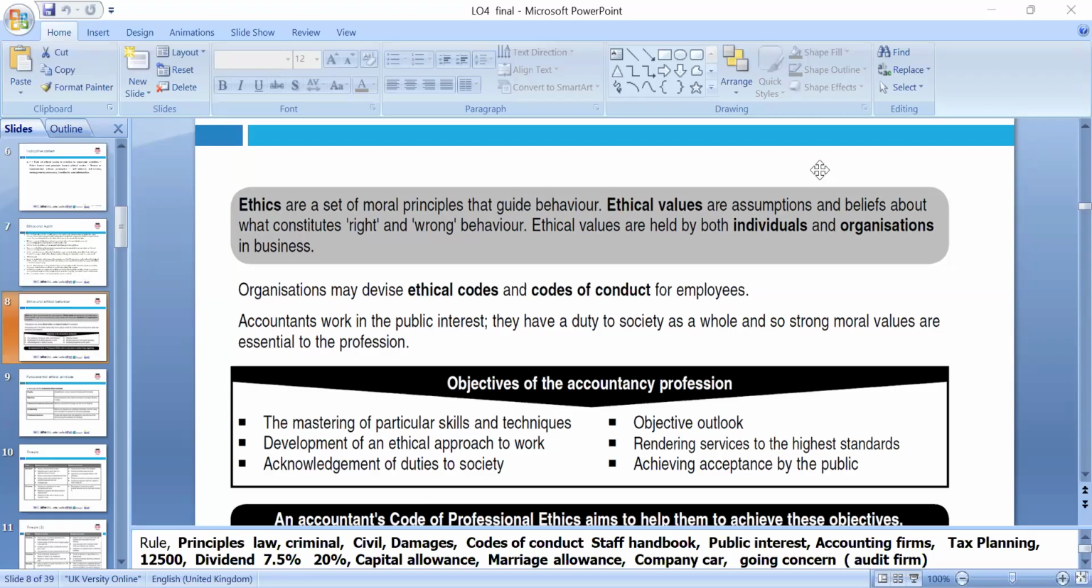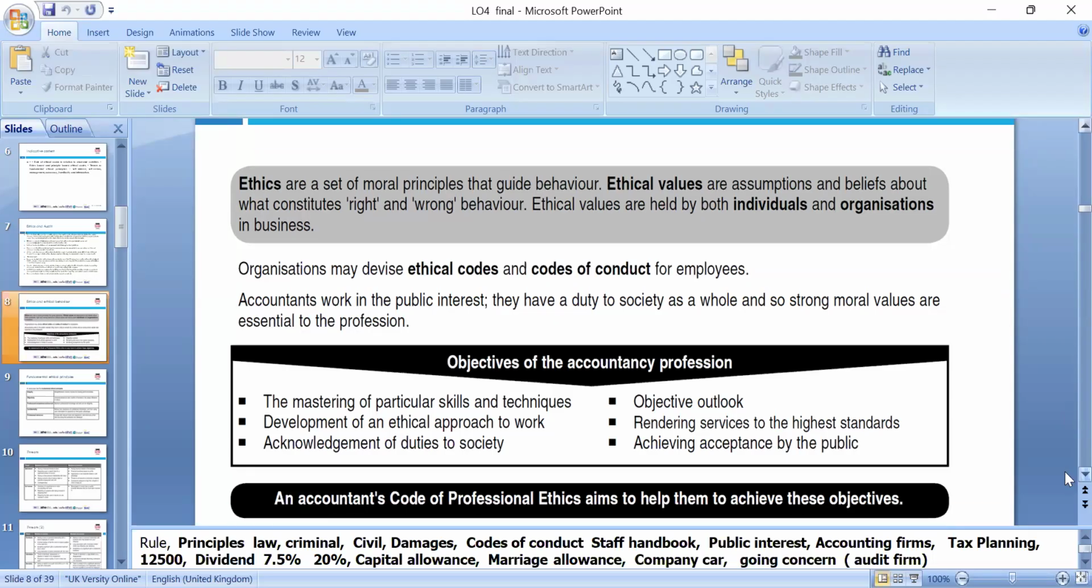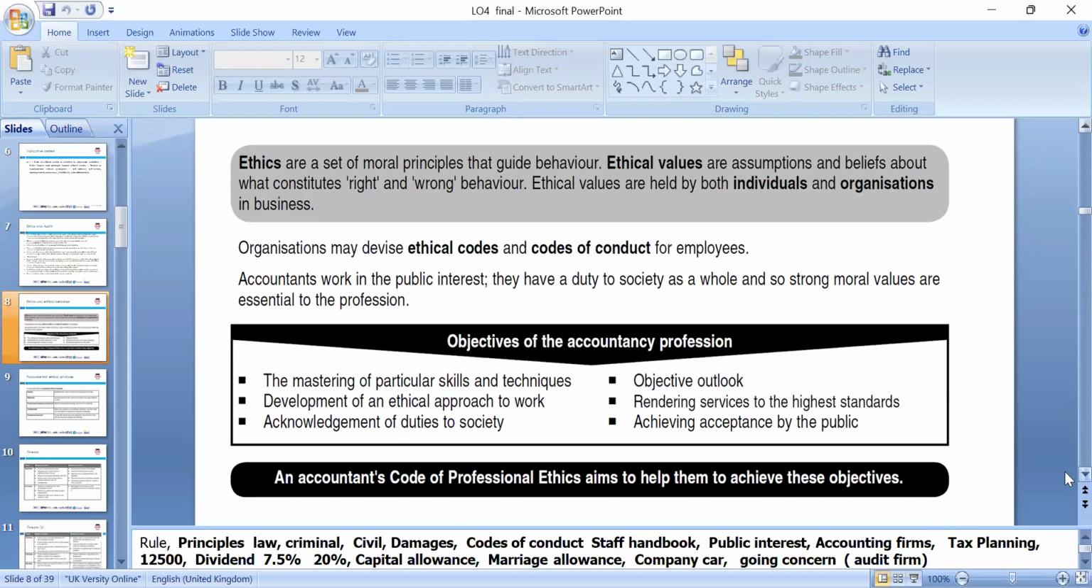The objective of the accounting profession is mastering the skills and techniques, developing an ethical approach, acknowledging the duty of care to society and an objective outlook, and achieving acceptance, because that's one of the key problems we have. So accountants' codes and professional ethics aim to help them achieve these objectives. We discussed that ethics come under civil law. It's not a criminal matter, and your membership can be revoked.